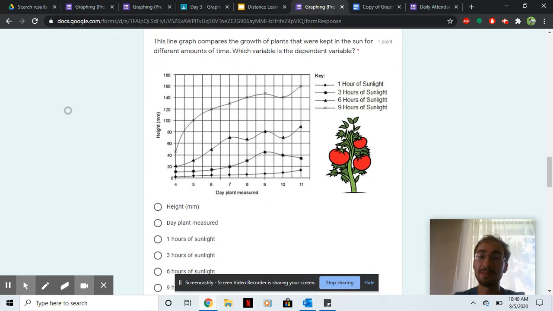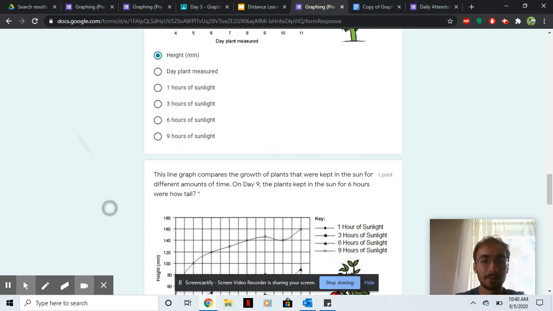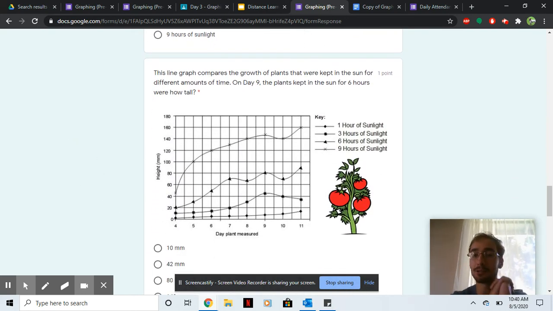What variable is the dependent variable? So that's what's being measured, and that'll go on the y-axis. So we're measuring different height plants. So the different heights of plants. That'll be height. Okay, now it's going to get a little trickier.